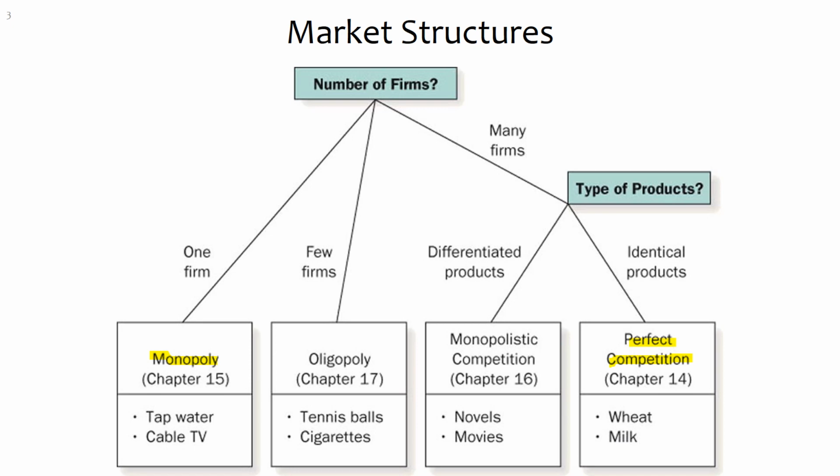And then in the middle, you have monopolistic competition and oligopoly, right? One of the things that makes a difference is whether you have many firms, or only one, or a few. The other thing that makes a difference is whether the products are differentiated or they're identical, okay? It's a good idea to take some notes on this diagram, but you don't have to.